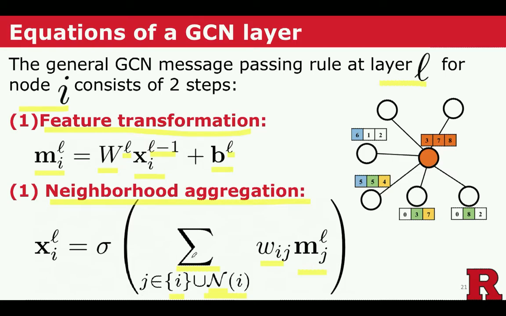Then, after we get the weighted sum, a non-linear activation function, a possible one is ReLU, is applied on the aggregated representation, and the resulting representation is the output feature representation of node i of this layer l. So these two steps form the message passing rule of spatial-based GCN and are performed for multiple layers to propagate messages over their neighborhoods, including this one.